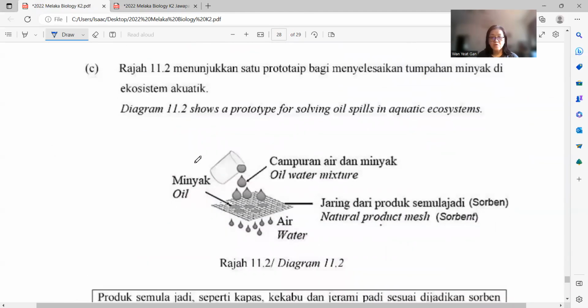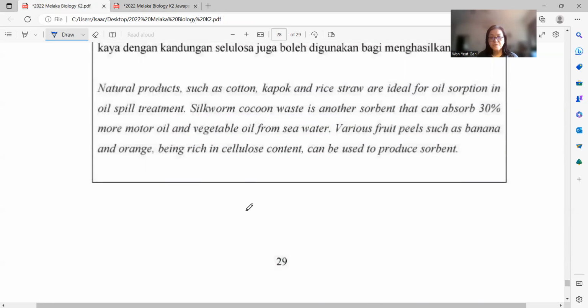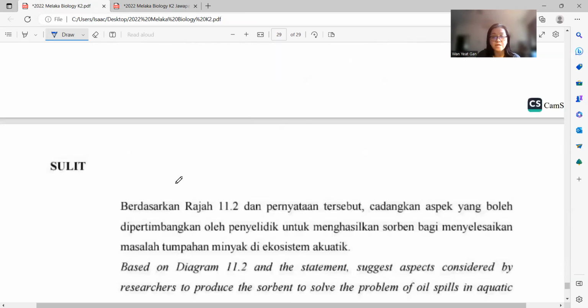Okay, diagram 11.2 shows a prototype for solving oil spill. You have oil poured onto the natural product mesh, which is a solvent. Natural products such as cotton, kapok, and rice straw are ideal for oil absorption in oil spill treatment. Silkworm cocoon waste is another solvent that can absorb 30% of motor oil and vegetable oil from seawater. Various fruit peels such as banana and orange, being rich in cellulose content, can also be used to produce solvent.